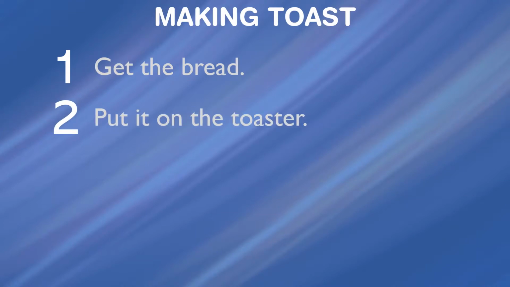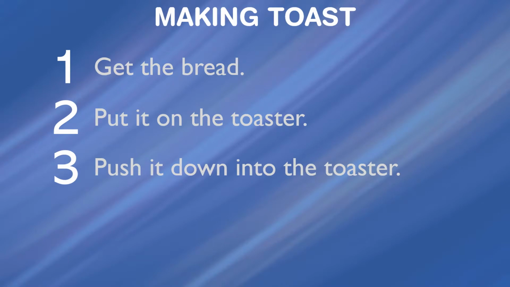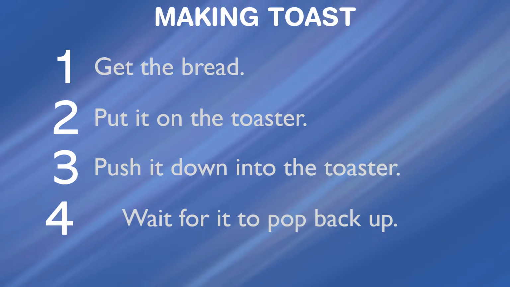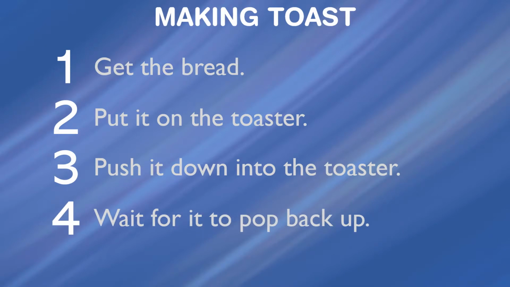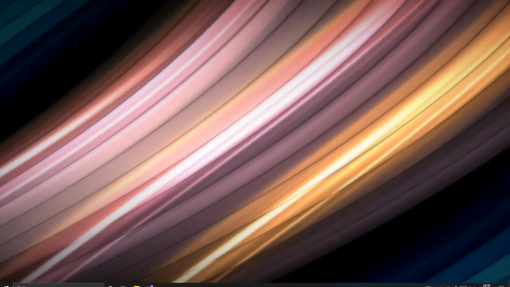Let's take a very simple example. Making toast. Programming is all about splitting it down into smaller steps. So, the first step is to get the bread. Next, we need to put the bread on the toaster. Then, we need to push it down into the toaster. And finally, we wait for it to pop back up. That's how you would make toast. And in code, you would put the first step at the top of the program, followed by the next step, then the step after that, and so on.